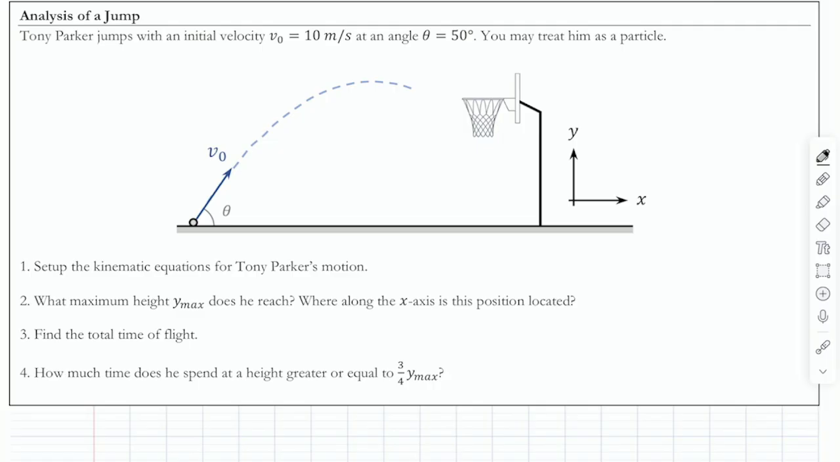Okay, so first question, just to be nice, set up the kinematic equations. You do it anyway, but I was trying to push you in the right direction. So let's set up the kinematic equations for Tony Parker's motion, and then what is the maximum height that he reaches? Classic question. Total time of flight, classic question as well. And then question 4 is a bit more interesting and a bit more midterm 1 level of difficulty.